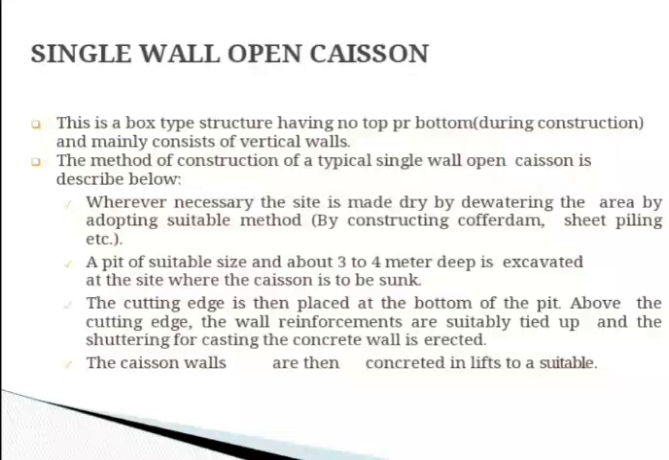The method of construction of a typical single wall caisson is described below. Wherever necessary, the site is made dry by dewatering the area by adopting a suitable method, such as constructing a cofferdam, sheet piling, etc. A pit of suitable size and about 3 to 4 meters deep is excavated at the site where the caisson is to be sunk. The cutting edge is then placed at the bottom of the pit. Above the cutting edge, the well reinforcements are suitably tied up and the shuttering for casting the concrete well is erected. The caisson walls are then concreted and lifted to a suitable height.